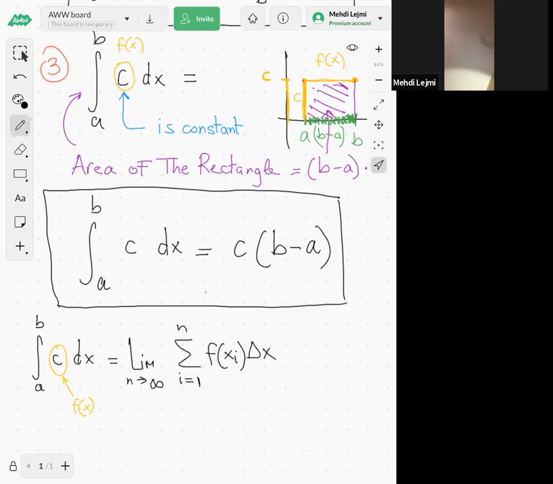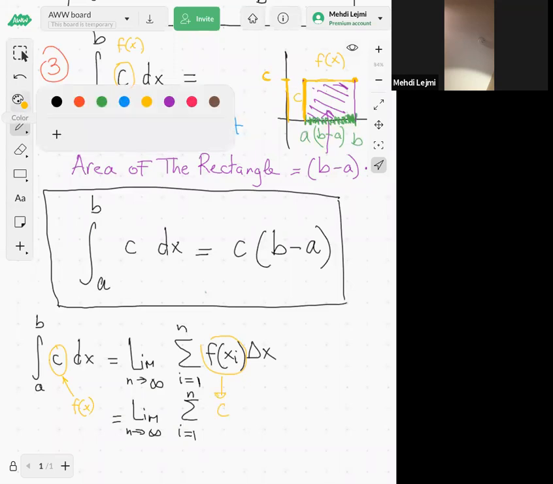Now this is equal to the limit as n goes to infinity of the summation, i from 1 to n, of f of xi. f of x is a constant, always equal to c. It doesn't really matter what xi is. So this f of xi is just equal to c, times delta x. And what's delta x? We said it's b minus a over n. That's the definition of delta x.